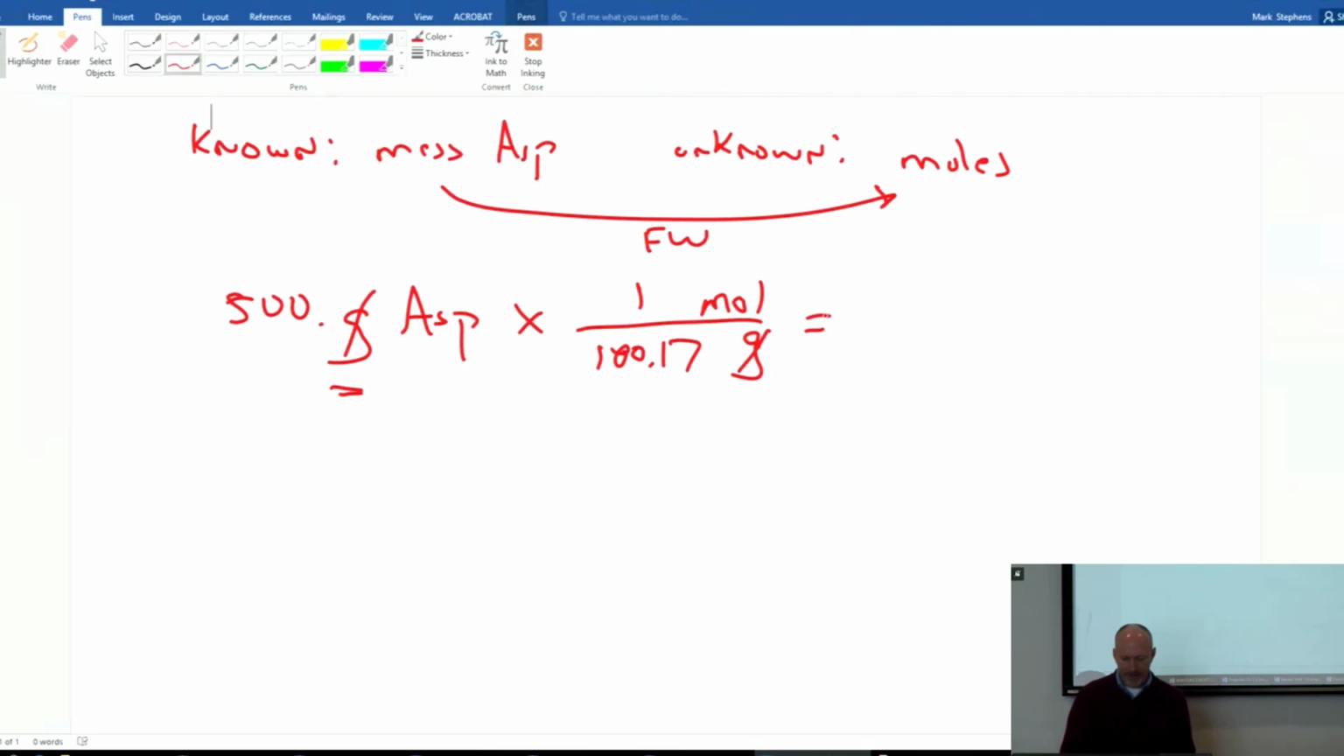So let's pick up our calculators and punch. We have 500 grams divided by 180.17 grams per mole. 3 sig figs is enough, unless you're told otherwise. I'm looking at 2.78, and I need units. Moles of aspirin.